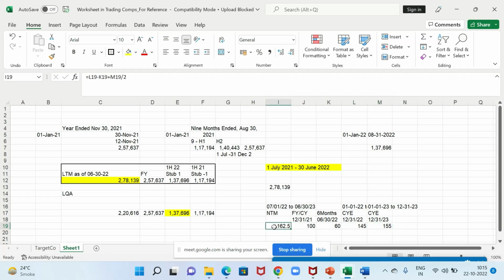So there are two ways to compute it. One is to get as precise as possible. We have the current 6 months numbers available, so we are assuming that in the estimates these are the 6 months numbers and another 6 months is the forecast. So I took the 6 months forecast, which is 145 minus 60. 85 is the remainder, from 1st July 22 to 31st December 22, right? 85.